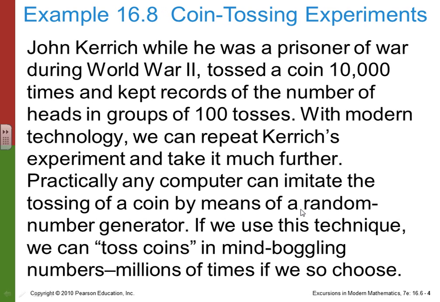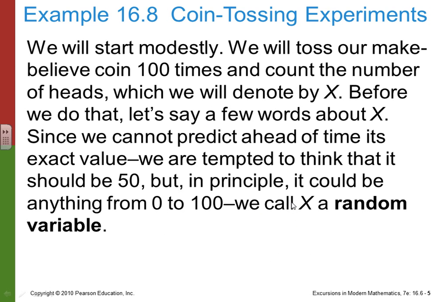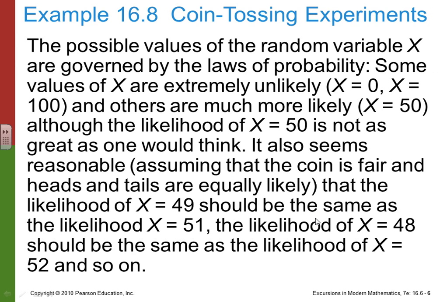John who? Never heard of him. Prisoner of war during World War II, he tossed a coin 10,000 times and kept records: the number of heads in groups of 100 tosses. With modern technology, it was repeated by a computer without tossing the coin. So we have a random variable x. It can either be a head or a tail. And we want to know whether or not we can do something with this. All right, that's fine.